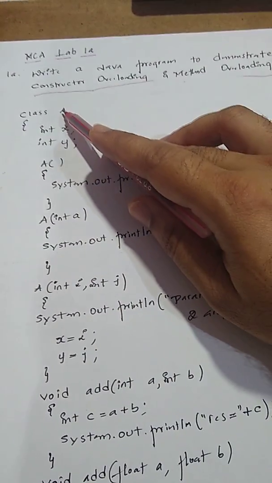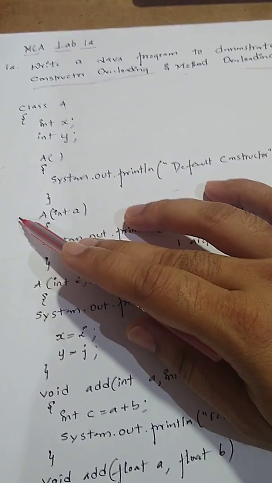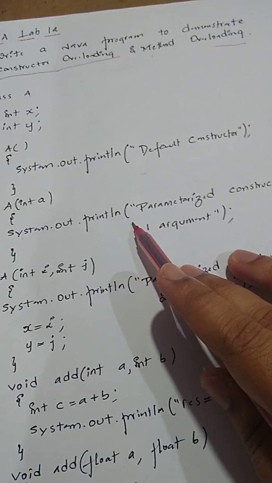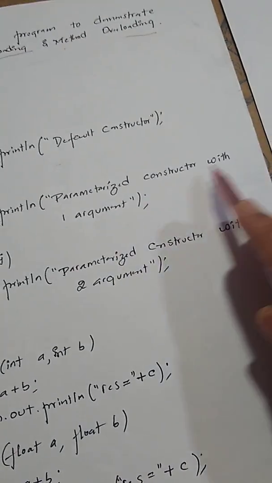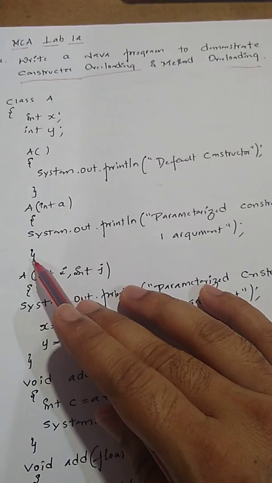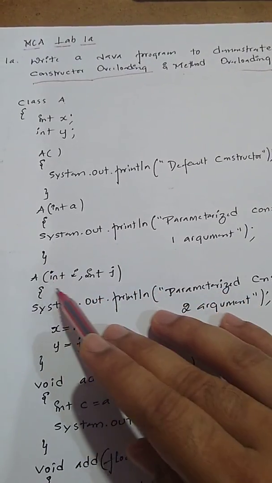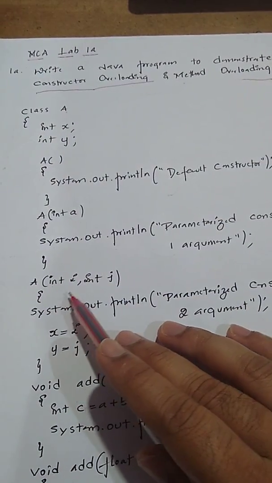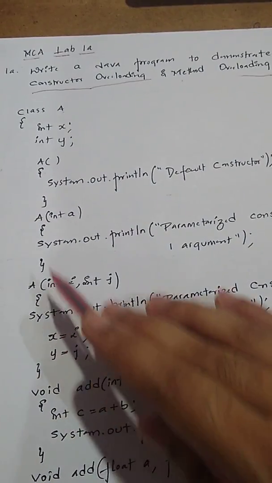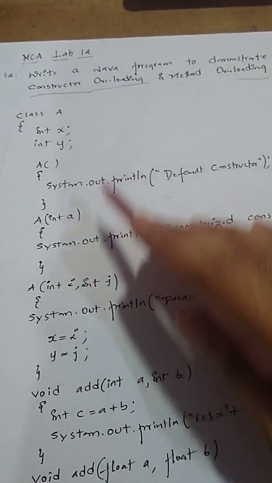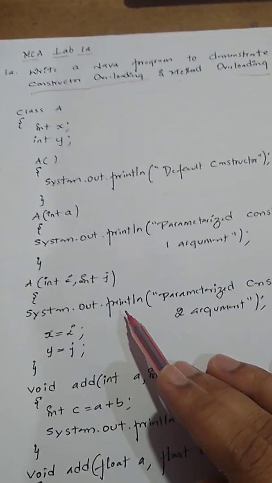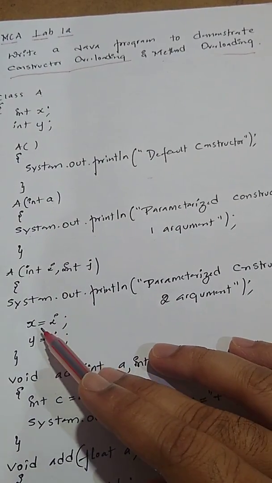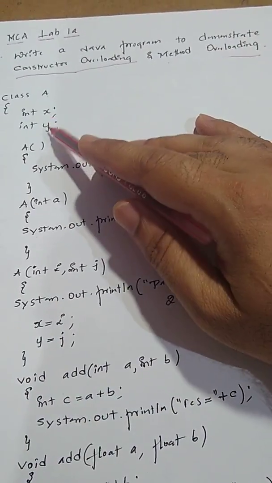Why is it called a constructor? Same name as the class, again no return type, not even void. In this case, again we have System.out.println to print a message: parameterized constructor with one argument. Then the third constructor. We have one more constructor, with the same name as the class, and here we are passing two parameters. These three have the same name but different parameters. That's why it is called constructor overloading. Here also I'm printing some message, and whatever values I get for i and j, I'm assigning to x as well as y. So x and y are the data members.